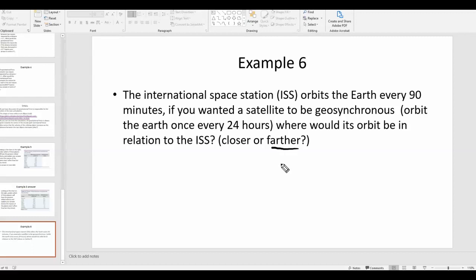So that way, if you want to watch satellite TV, you don't have to go out and adjust your satellite every day. You can just point at one spot in the sky, and that satellite is always going to be in that one exact location because it's a geosynchronous orbit. Okay, so there you go.